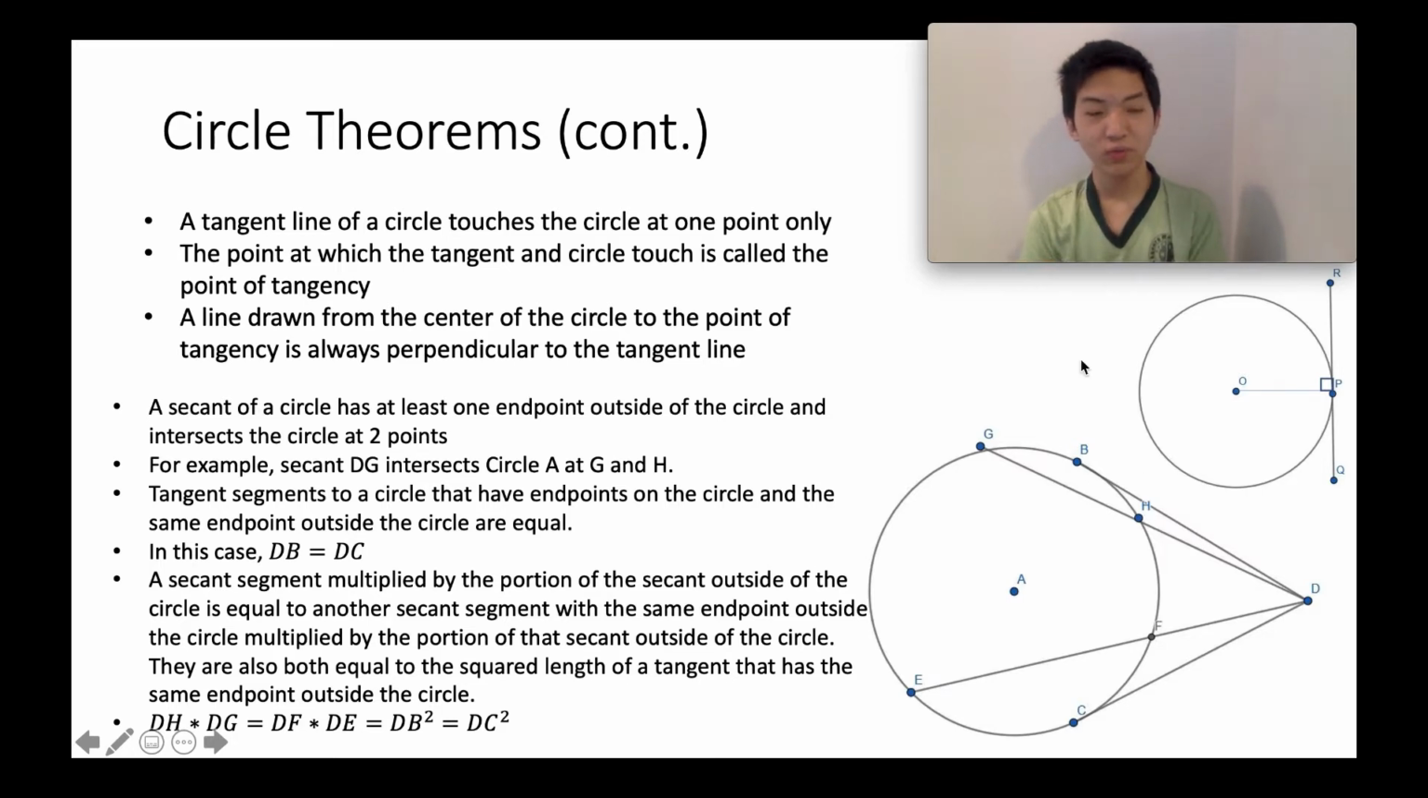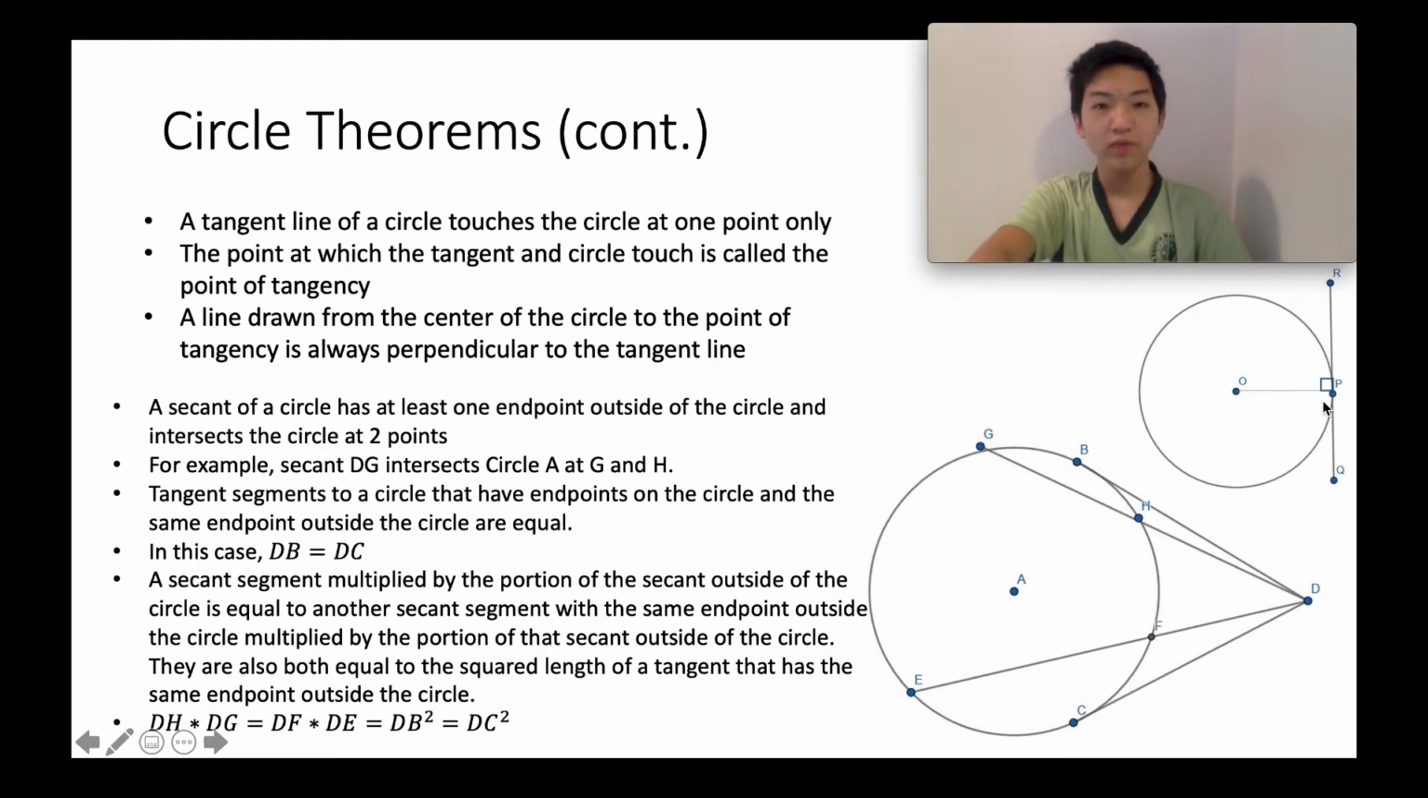So we have even more. A tangent line to a circle touches the circle at one point only. So you can see here that RQ would be a tangent segment to the circle. It touches the circle at P only. And the point at which the tangent and the circle touch is called the point of tangency. So that would be point P right here.